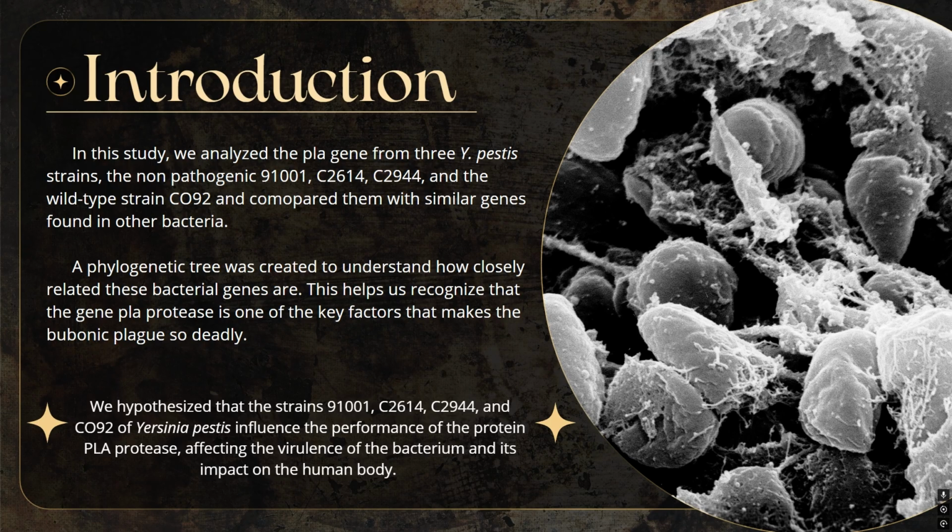In our project, we wanted to understand how different strains of Yersinia pestis differ in virulence and how that might relate to the PLA gene. We analyzed 4 strains: 91001, which is not pathogenic, C2614, C2944, and CO92, a wild type and highly virulent strain.